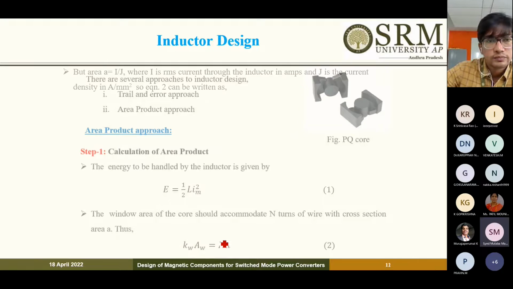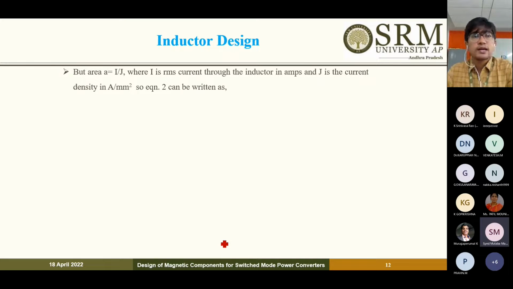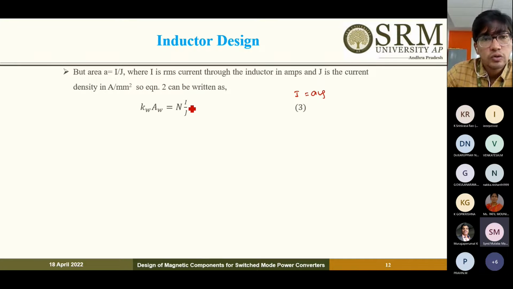From this, we know the area A equals I by J, where I is the average current flowing through the inductor, and J is the current density in ampere per mm square. From equation number 2, if I replace the area with I by J, Kw Aw will be equal to N into I by J.